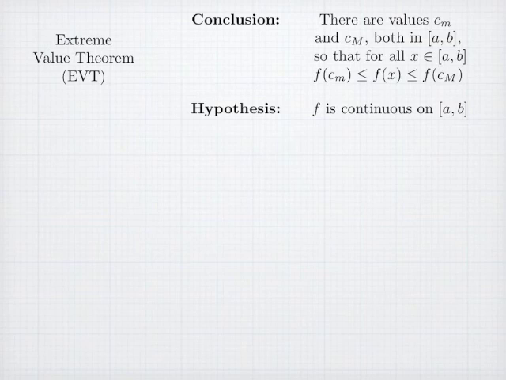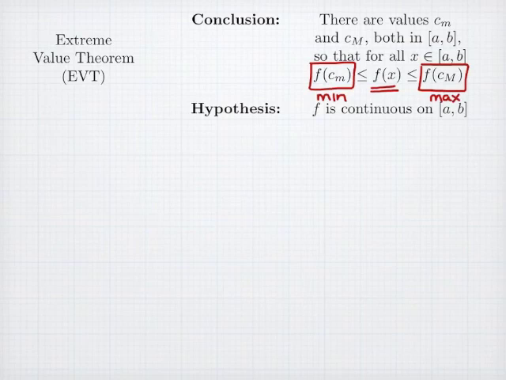The second major named theorem is the extreme value theorem. The extreme value theorem is a theorem that guarantees the existence of global minima and maxima for the function. So what do I mean by that? A minimum is a value of the function that is the lowest the function ever reaches. So what this is saying is my function is always above or equal to the minimum, and it's always less than or equal to the maximum. So here on the left I have a minimum, on the right I have a maximum.